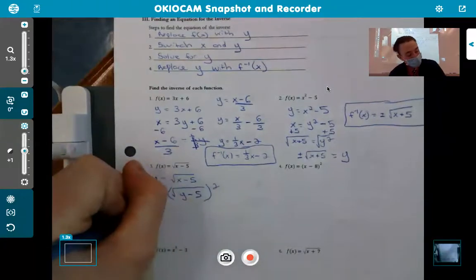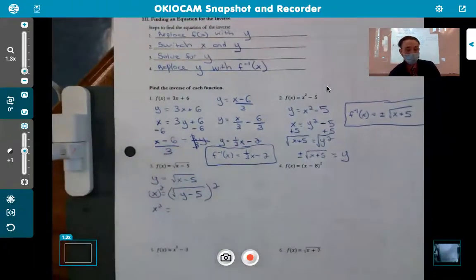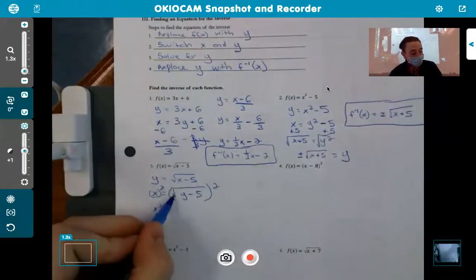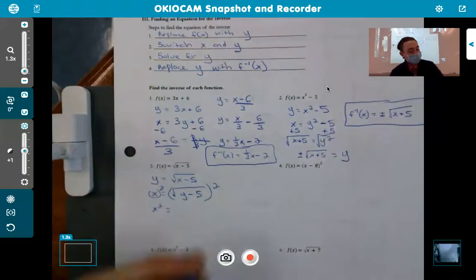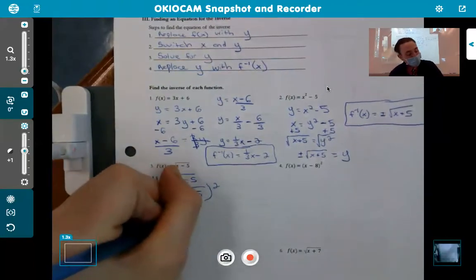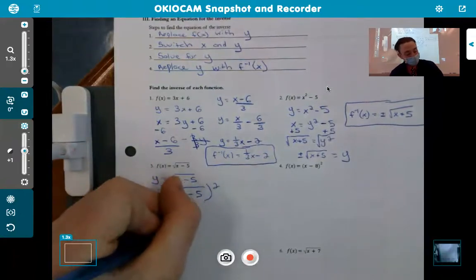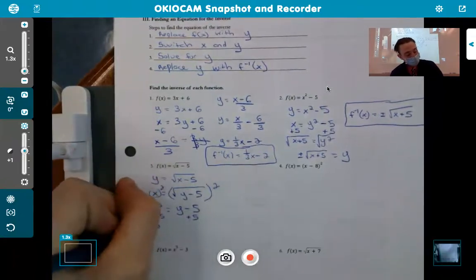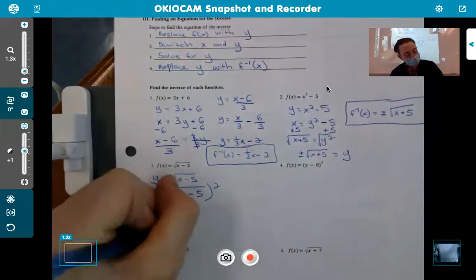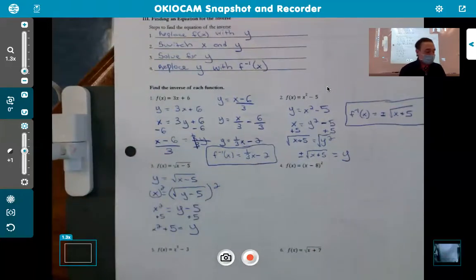And when I do that, I have x squared on the left-hand side. When you square a square root, it goes away. So I have y minus 5. Now what I can do is add 5 to both sides, as we said. And I'll have x squared plus 5 equals y, to get y entirely by itself.